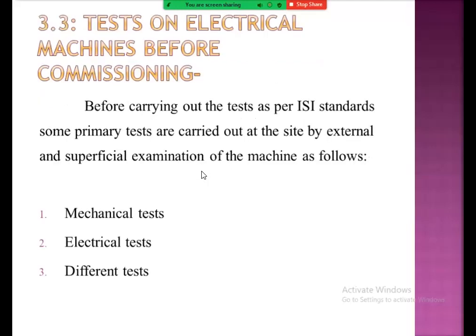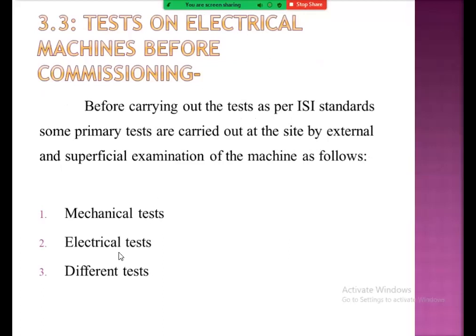So next, before commissioning or before installing any machine, some tests should be carried out on that machine. There are three types of tests that should be carried out. First is the mechanical test, where you have to check the machines. Then the electrical test, and then the different tests.